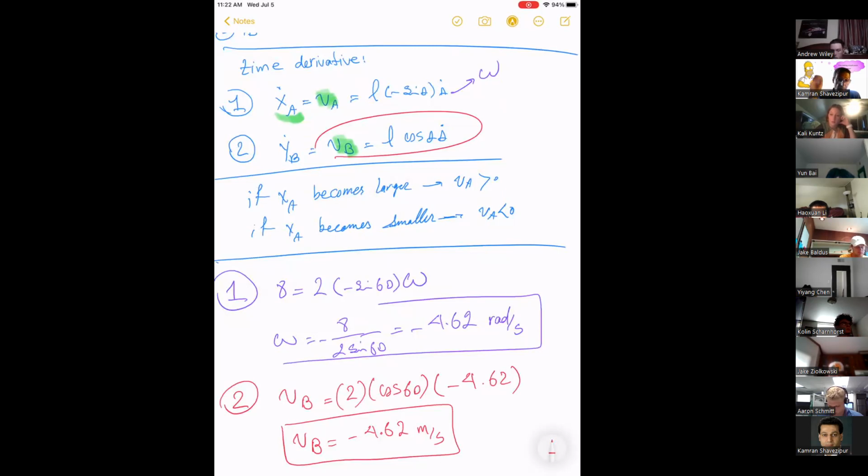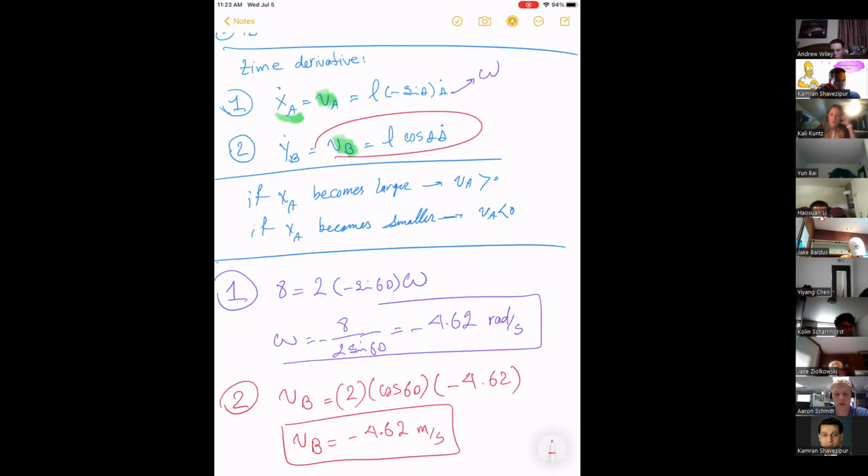Again, remember, positive and negative here does not correspond to positive x and y. This is not a vector analysis. There's no ijk things, right? Positive and negative means if the magnitude of that parameter, if it's x or y or s or theta, gets bigger, its time derivative will be positive. If it's smaller, its time derivative will be negative.